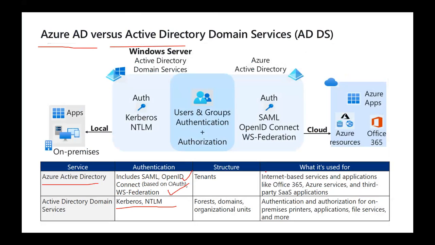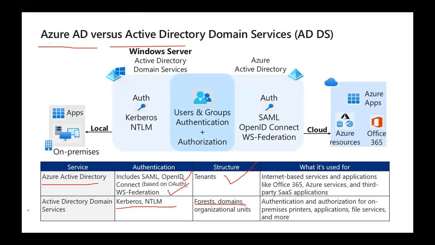Previously, we used to work with forests and with domain servers. Now we're going to work with tenants in the cloud. And you can restrict or allow the access to Azure services or Office 365 products. For example, we can restrict the access to Teams, or we can allow certain users the use of SharePoint.